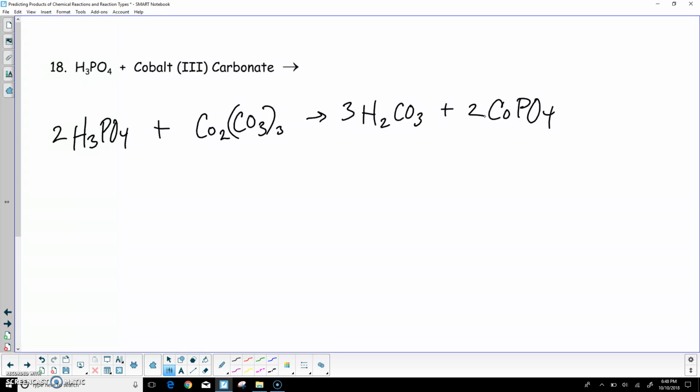You could say hydrogen carbonate. It's carbonic acid. You wouldn't be expected to know that yet. Carbonic acid plus, and we're going to say cobalt, and then Roman numeral 3, phosphate.